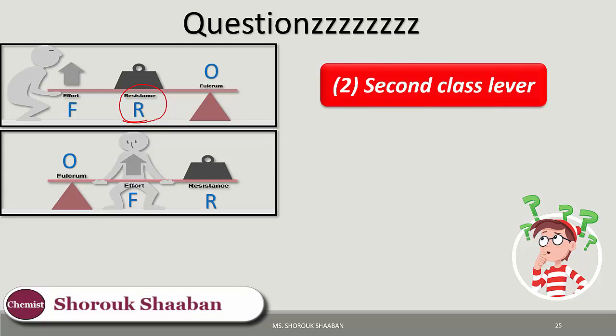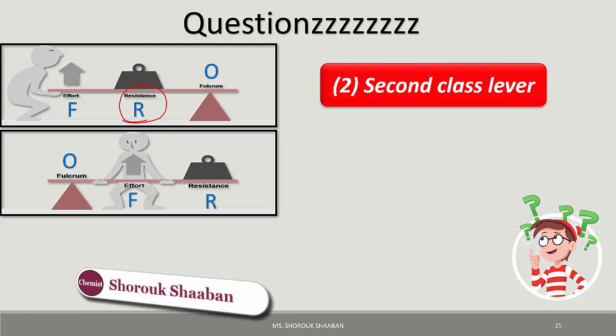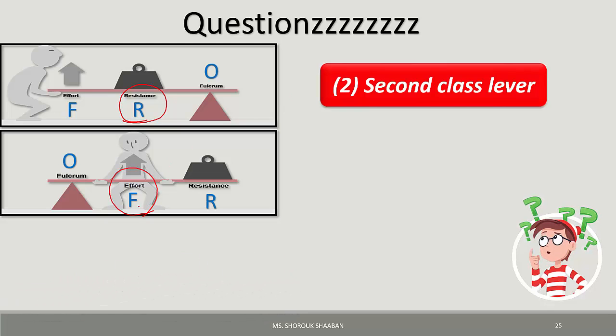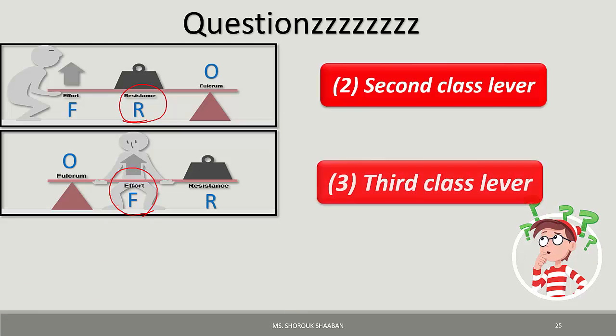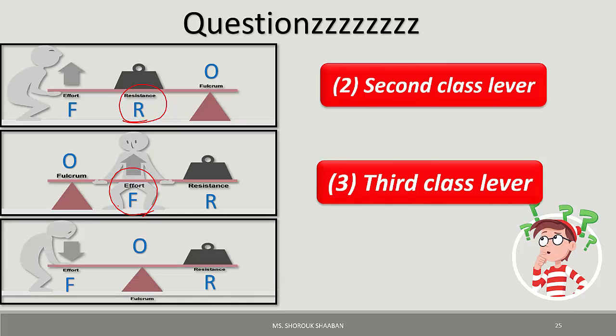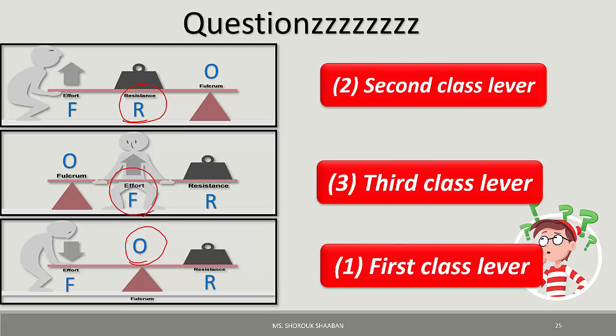Another example here. Which class is this? Effort is between. So third class lever. Good. Another one. What is the class of this lever? Fulcrum. So first class lever. Very well. So again, if the fulcrum is between, it's first. If the resistance, it's second. If effort, it is third. Let's see another example.